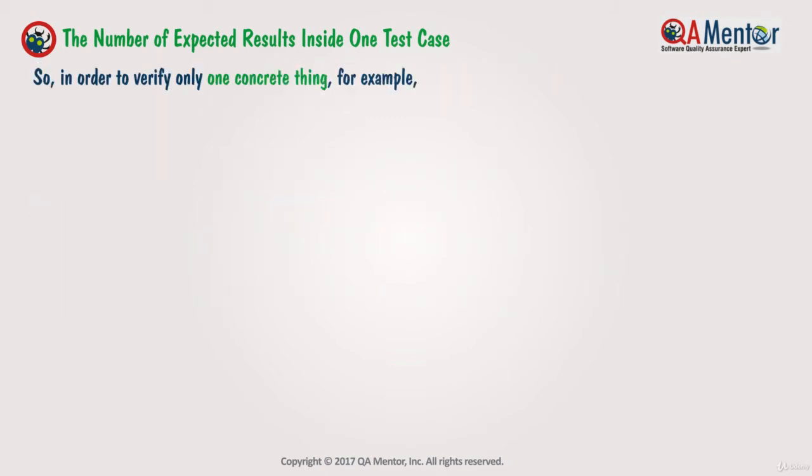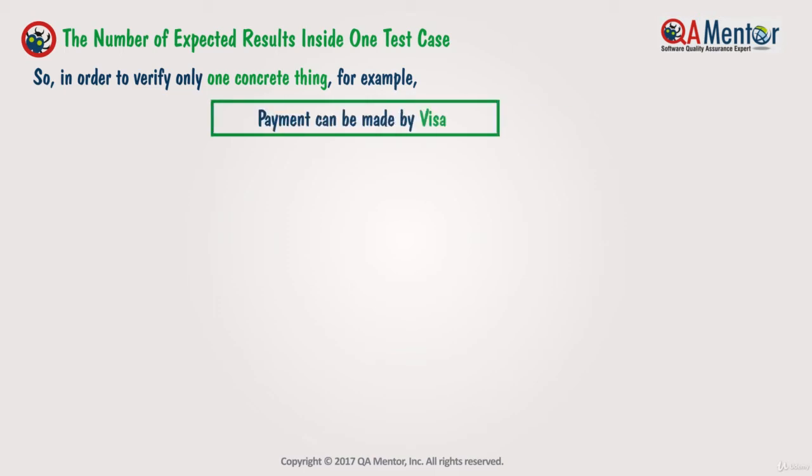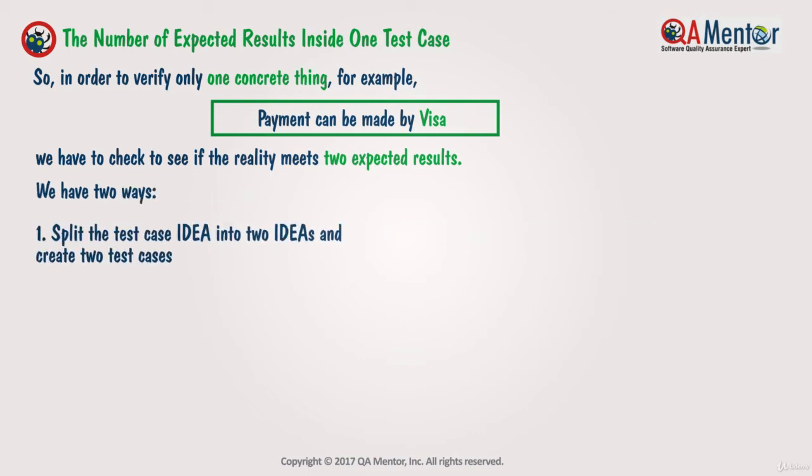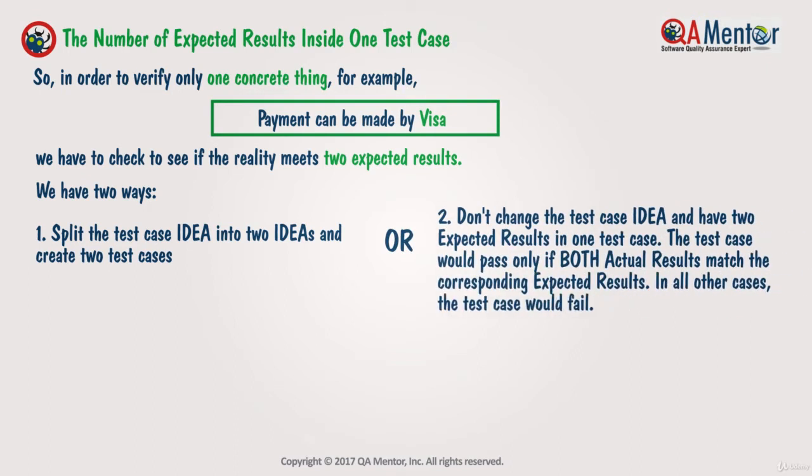So, in order to verify only one concrete thing, for example, payment can be made by Visa, we have to check to see if the reality meets two expected results. We have two ways. 1. Split the test case idea into two ideas and create two test cases. Or 2. Don't change the test case idea and have two expected results in one test case. The test case would pass only if both actual results match the corresponding expected results. In all other cases, the test case would fail.